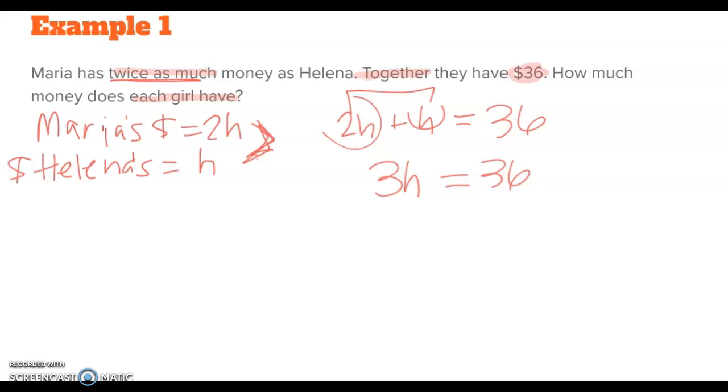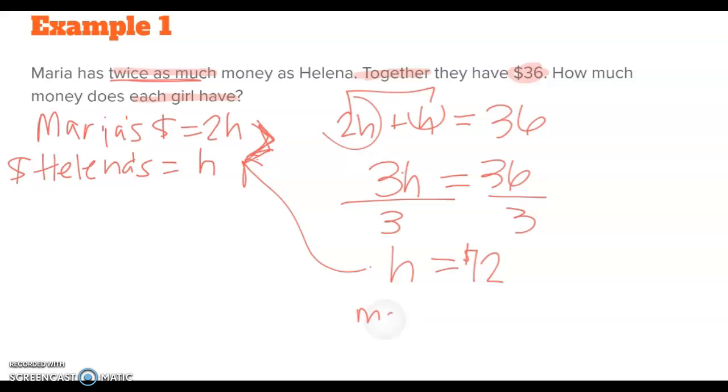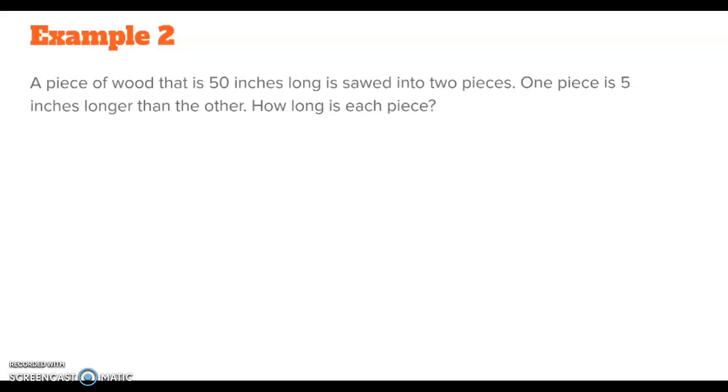Since the 3 is multiplying, there's that little invisible dot, I know the inverse operation is division. So I'm going to do the same thing to both sides to keep it balanced, and H equals 12. So I know that Helena has $12. Now, since I know that Maria had twice as much as Helena, that means Maria has 24. And there's my answer.